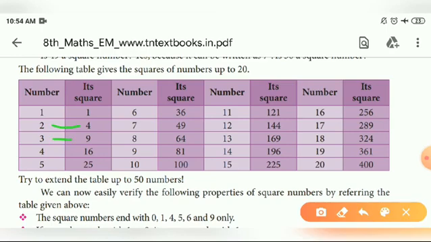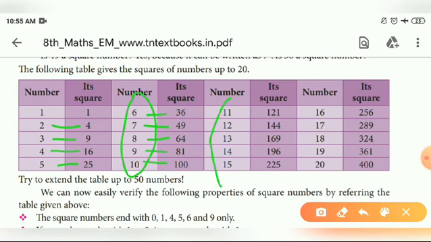3 squared means 3 3s are 9. 4 squared means 4 into 4, 4 4s are 16. 5 squared means 5 into 5, 5 5s are 25. Next, 6 squared means 6 into 6, 6 6s are 36. 7 squared means 7 into 7, 7 7s are 49. 8 squared means 8 into 8, 8 8s are 64. 9 squared means 9 into 9, 9 9s are 81. 10 squared means 10 into 10, 10 10s are 100.